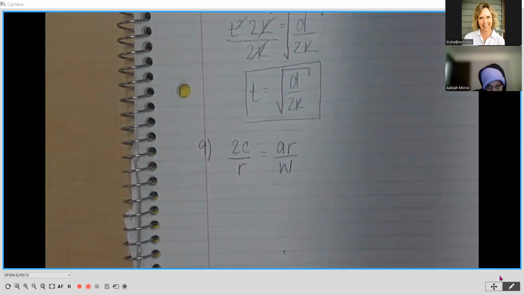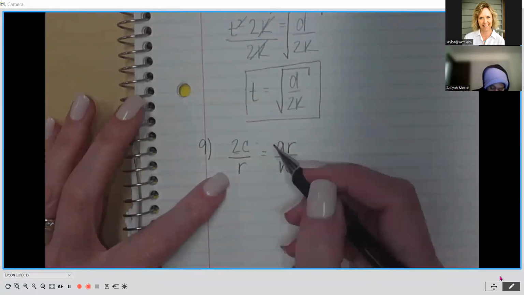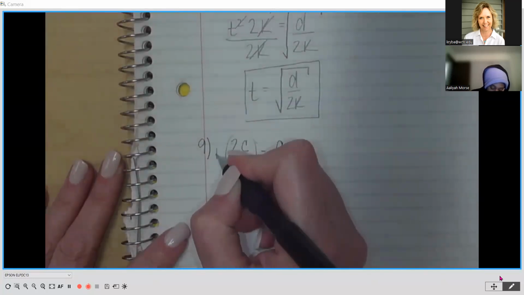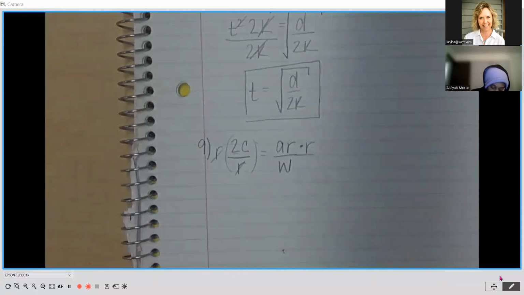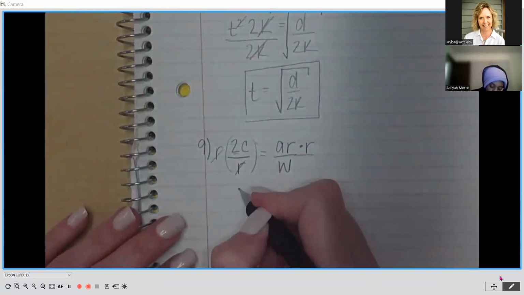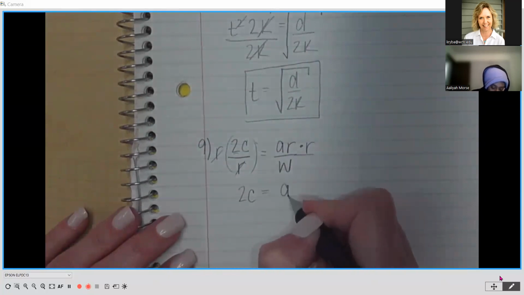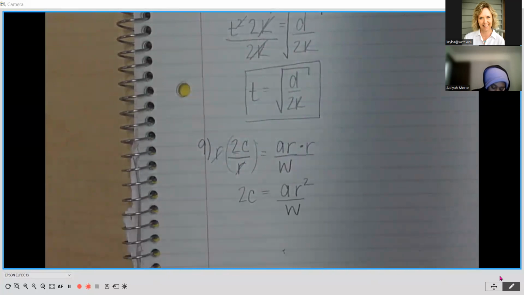So you'll notice we have 2 r's. We need to get them together, right? So what are we going to do here to get them together? Multiply both sides by r, right? So that it'll get rid of it out of the denominator here. So we're going to multiply by r on this side, and then we're going to multiply it by r over here, which means that we're going to have 2c is equal to ar squared divided by w, right?